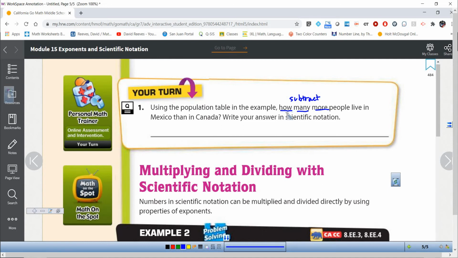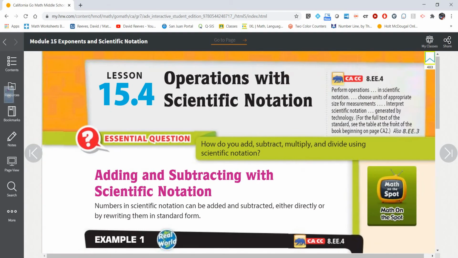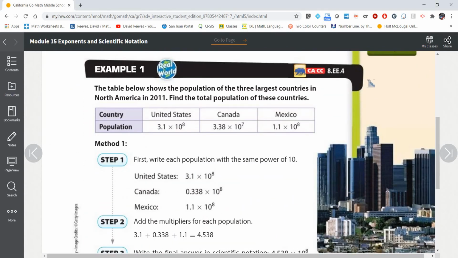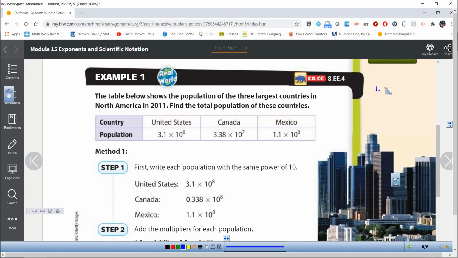So again, when you see the word total, you should think addition. When you see how many more, you should subtract. So how many more people live in Mexico than in Canada? All right, so let's go back over here. Mexico was 1.1 times 10 to the 8th, and we want to subtract Canada, which was 3.38 times 10 to the 7th.